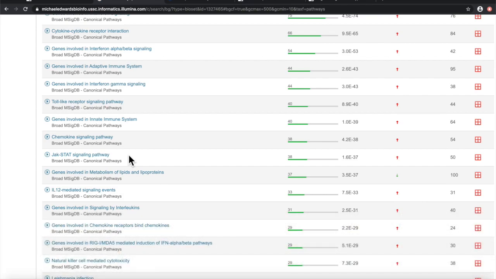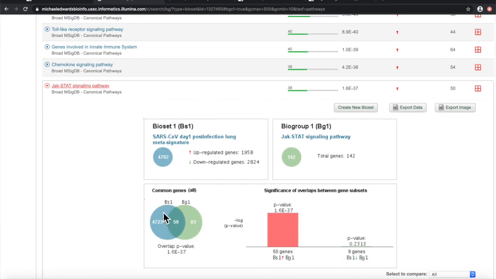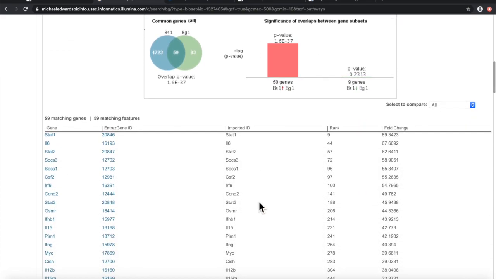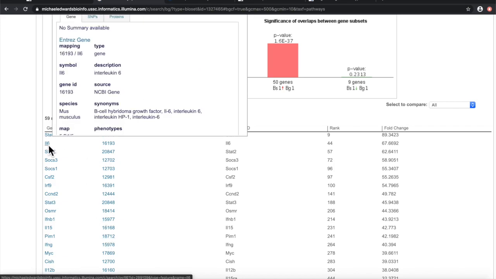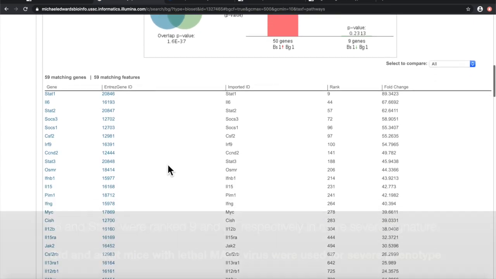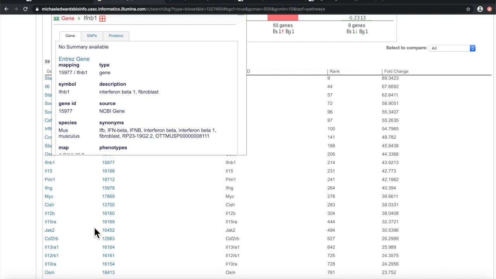If we dig further into this pathway, we can see that we had 59 genes associated with this particular pathway at a p-value of approximately 10 to the negative 37th, and 50 of them went up at day 1 of infection. If we look down to see the genes in this pathway, you'll notice that STAT1 and interleukin-6 are pretty high up on our list, ranked 9th and 44th respectively based on the magnitude of their change compared to controls. We also see interferons beta and gamma are also on our list.